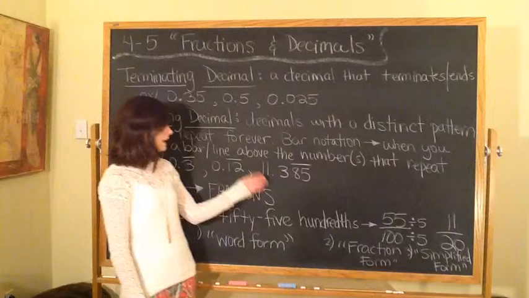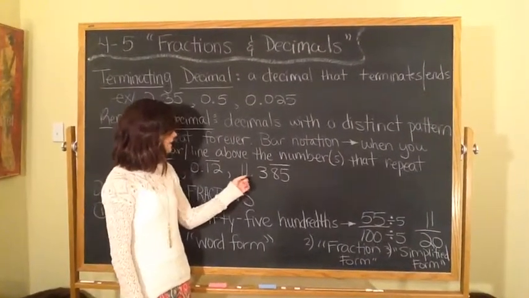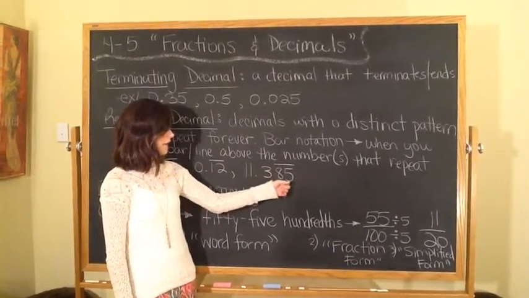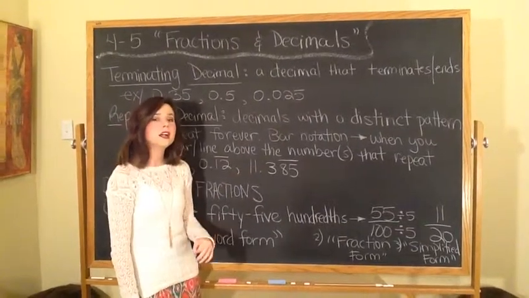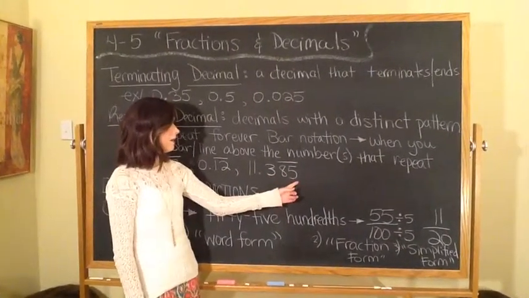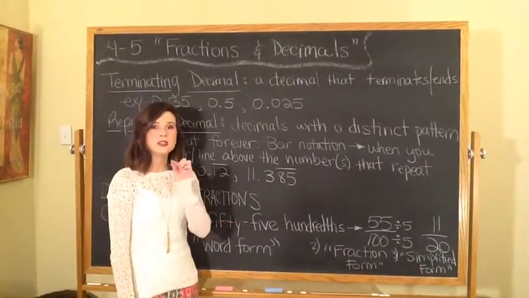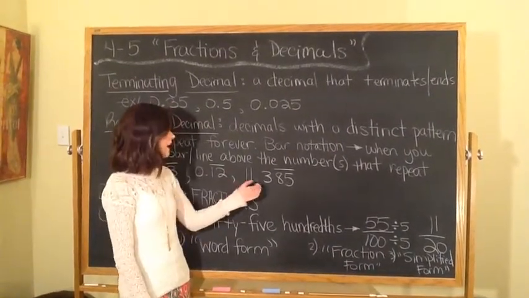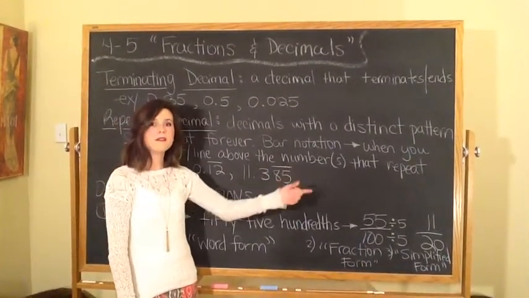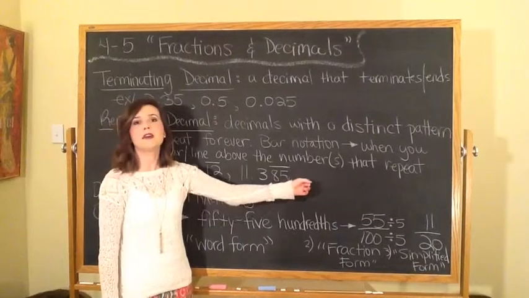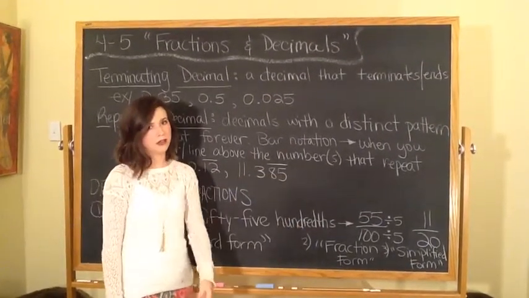And then in this decimal, it has 11.385. The only numbers that are repeating are 8, 5, because those are the only numbers with the bar above them. So it's not 385, 385, 385. It's 385, 85, 85, 85, on and on forever.